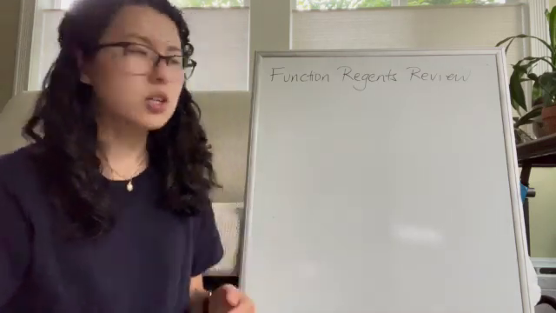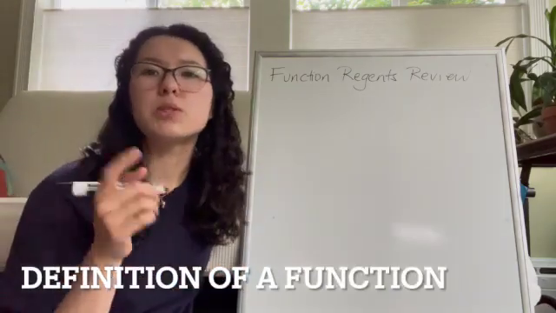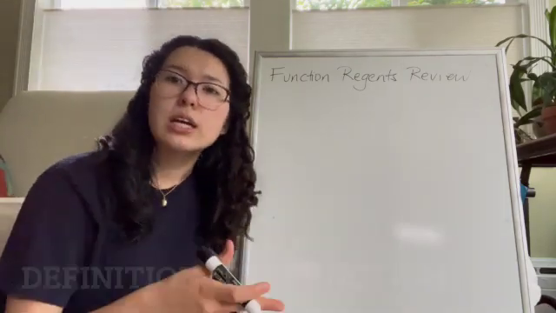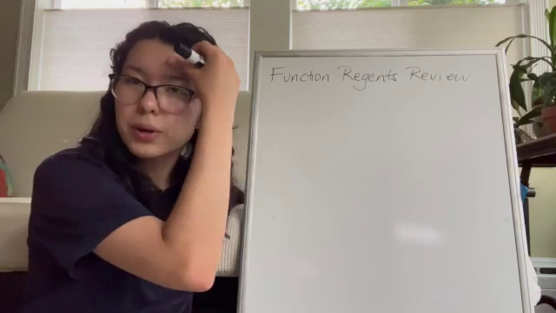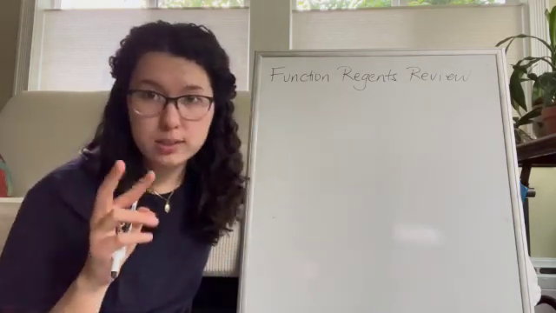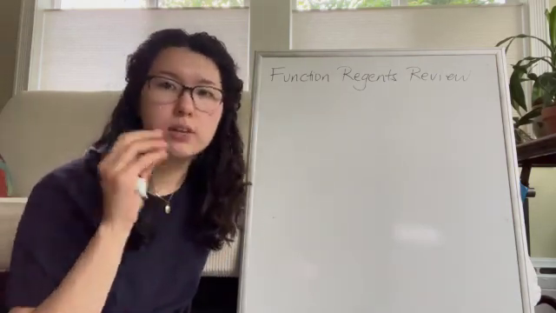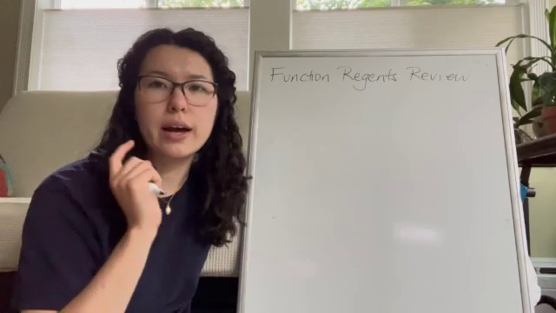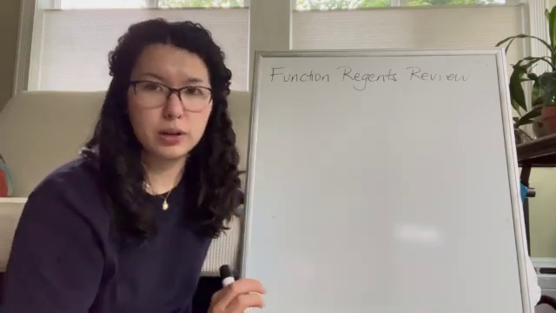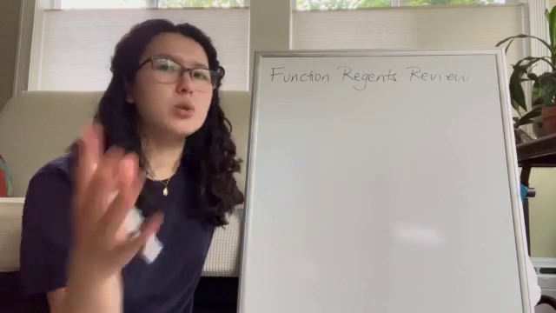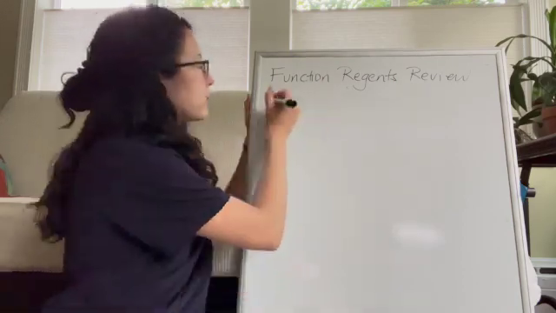So the important thing to note is that a function is a relationship between two variables where every input only has one output. Two inputs can share the same output, but for any one given input value, you can only have one unique output value. I'm going to write that on the board so you can get it in your note-taking sheet.